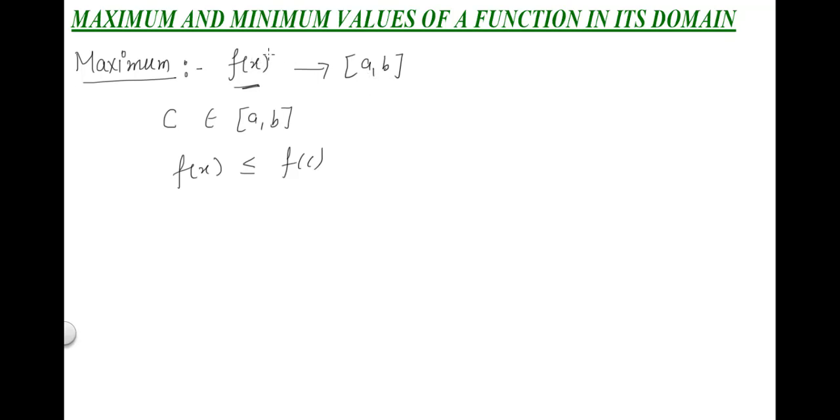What do we mean by it? There is a function f of x and it is defined on the closed interval a comma b. Then there will exist a point c in this interval, such that if you put any values between a and b, at that value the function f of x is going to be less than or equal to f of c. That means f of c will always be greater than or equal to f of x. Point c is called the point of maximum value of f in the interval a comma b.